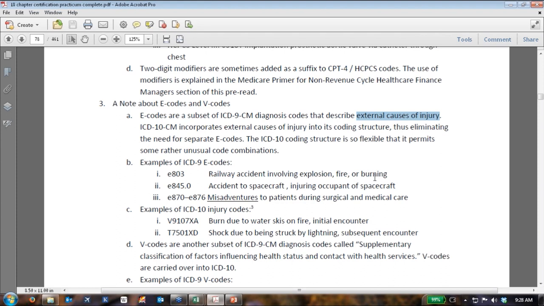Here, railway accident involving explosion, fire, or burning, accident to spacecraft injuring occupant of spacecraft, and misadventures to patients during surgical and medical care. Those are probably some codes that CMS watches very, very carefully, because those would possibly be never events that would not look good in the eyes of a patient or the public or a payer. And then ICD-10 codes are injury codes. So the E codes are built into the ICD-10 system, and you can see how specific you can get in specifying injury codes in the new ICD-10 system. It can be almost humorous when you see someone being struck by lightning a second time. That's the code you would use.